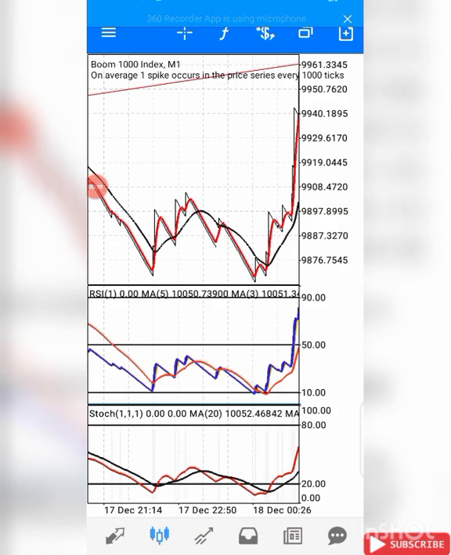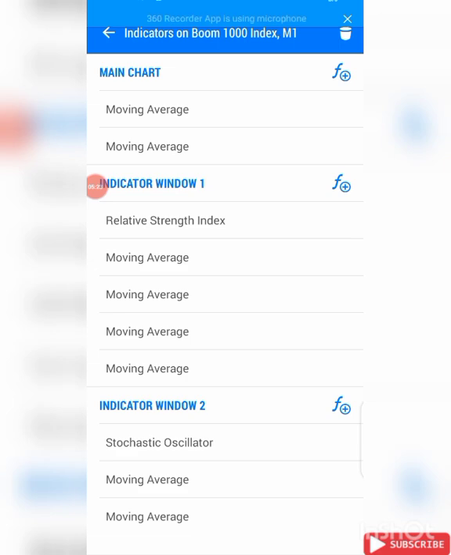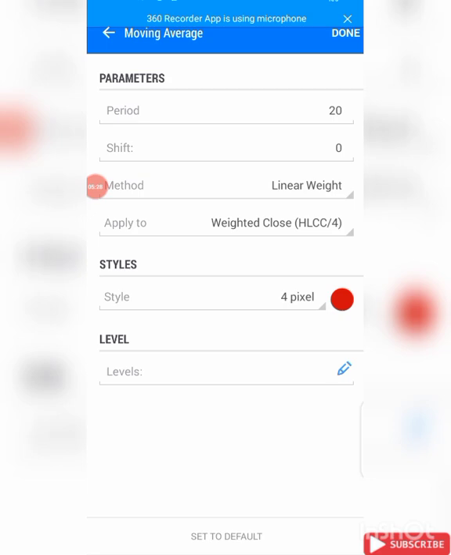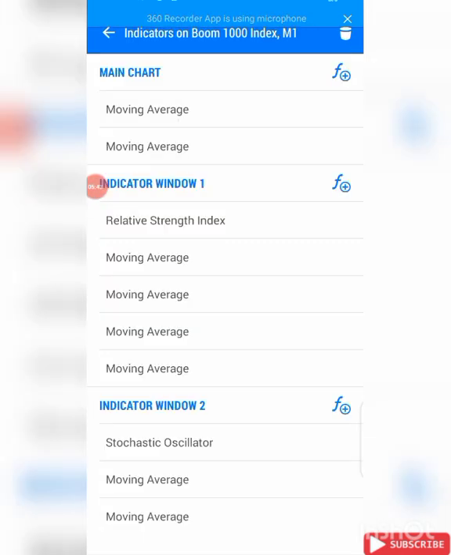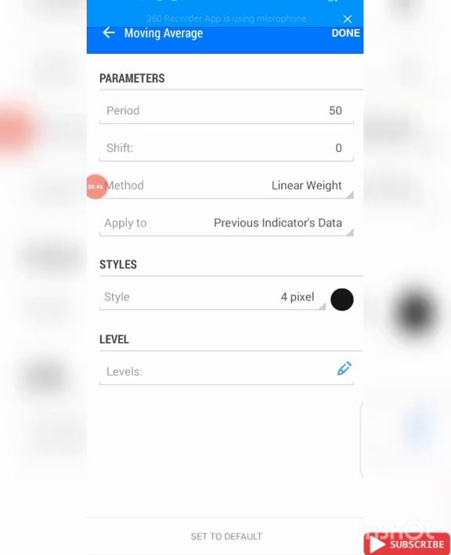Done. So we are going to add 2 moving averages on our stochastic oscillator. The first one is period 20, shift 0, method is linear weighted, apply to weighted close. Star is 4 pixel. So done. The second one is also a moving average, period 50, shift 0, method is linear weighted, apply to previous indicator data, star is 4 pixel, then I'm using black color. Done.